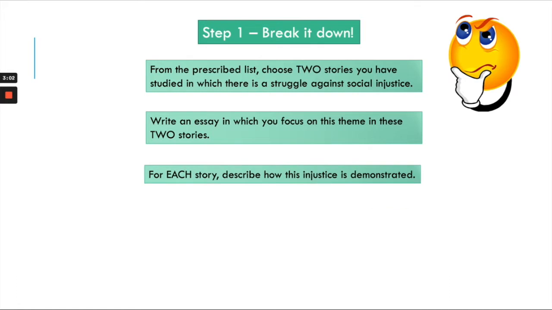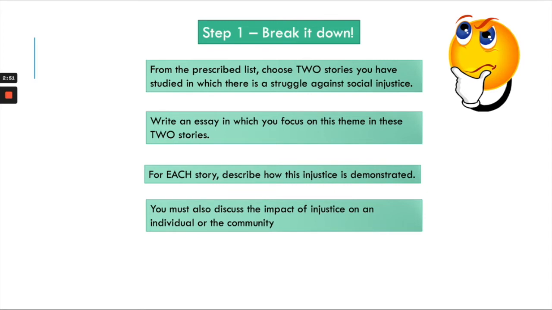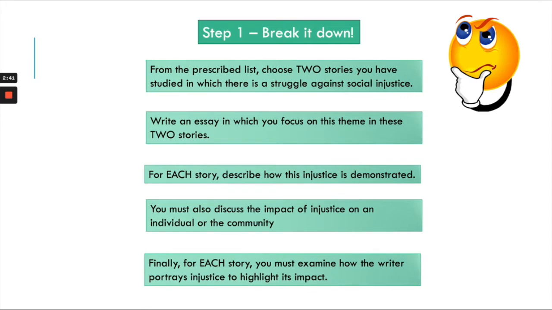Once you have understood that, you move on to the next sentence. For each story, describe how this injustice is demonstrated. And finally, discuss the impact of injustice on an individual or the community. And then the last part will always be the same. It's going to ask you to focus on the technique. So it says, you must examine how the writer portrays injustice to highlight its impact. Make sure you know your techniques. This part is always going to ask you about the techniques.